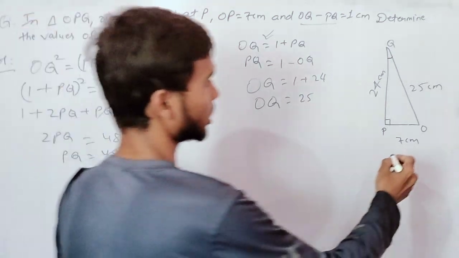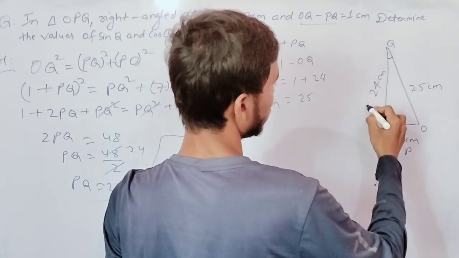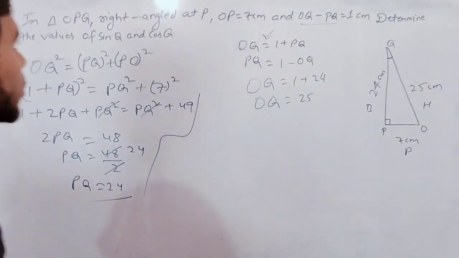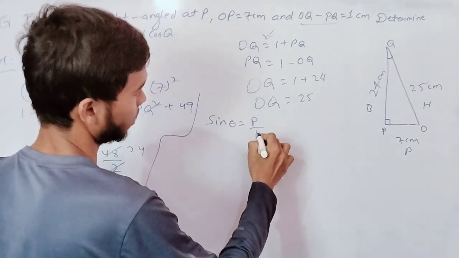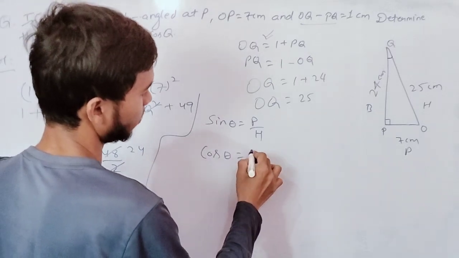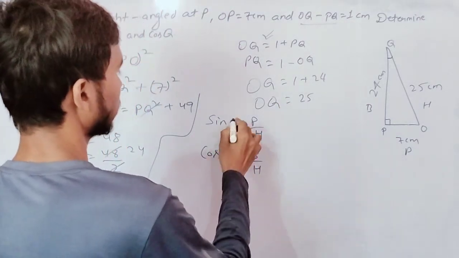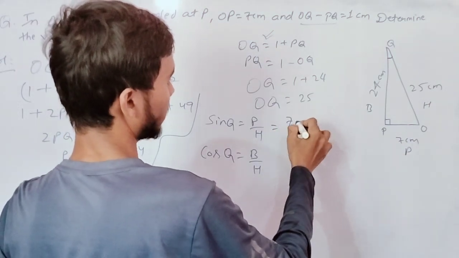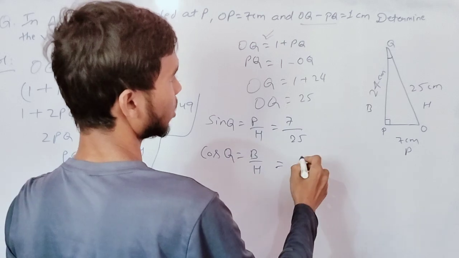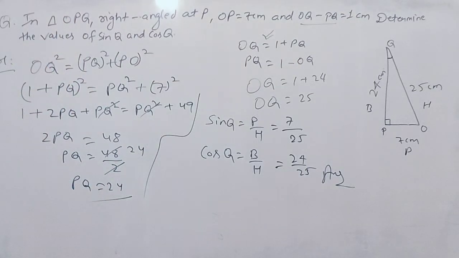Now we can easily say, according to this angle, this is perpendicular, this is base, this is hypotenuse. According to Q, sine Q, as we know, is P upon H. Cos Q is B upon H. According to Q, this is perpendicular, so 7 upon 25. Base is 24 upon 25. Clear? This is the complete answer.